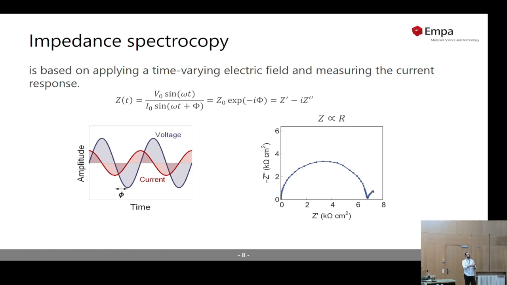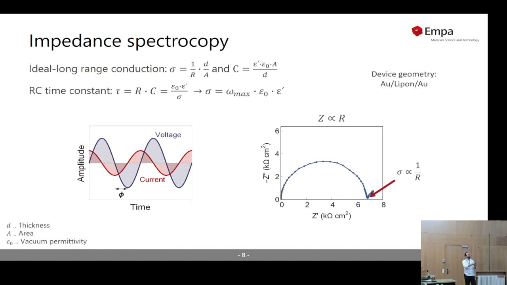And then this is typically represented in these Nyquist plots, where the conductivity is directly related to the resistance, which is the diameter of this diamond plot, this Nyquist plot as shown here. So there's the formula of the conductivity. If we know the resistance, we can directly know the conductivity.